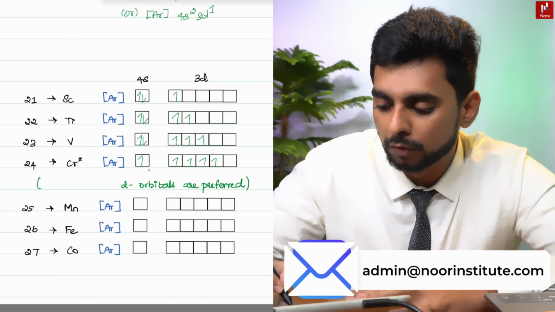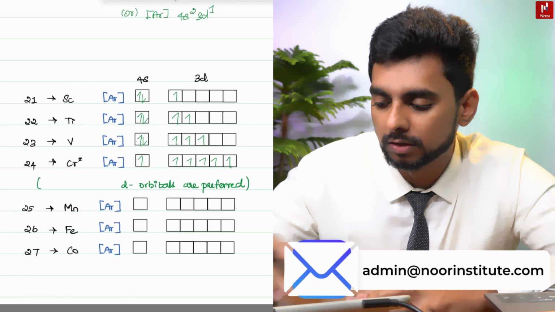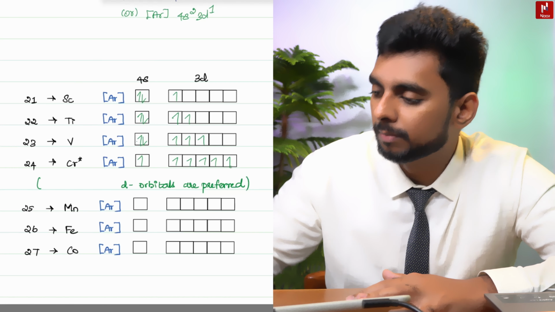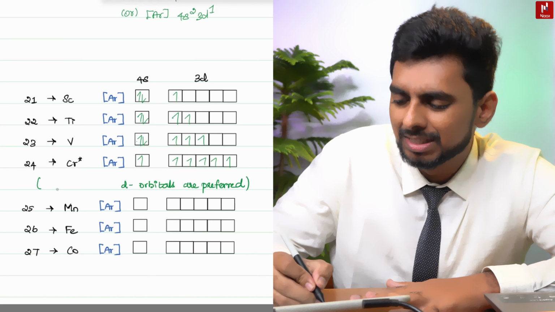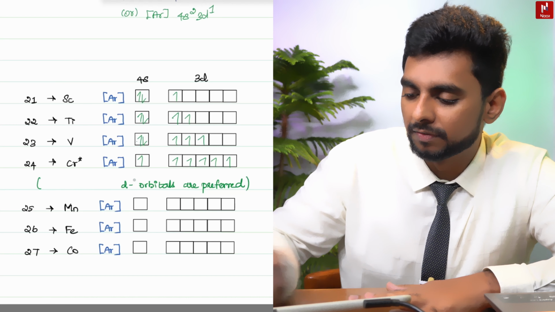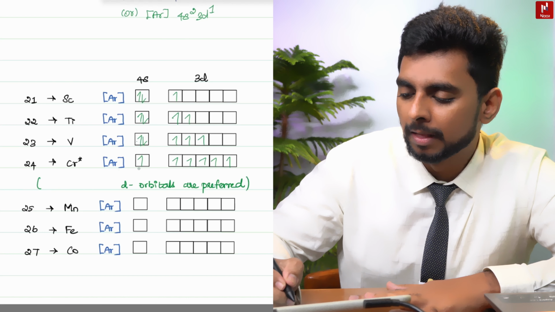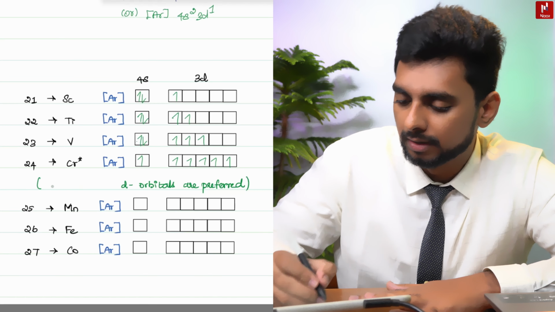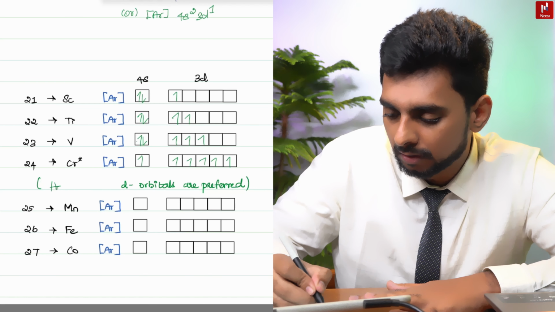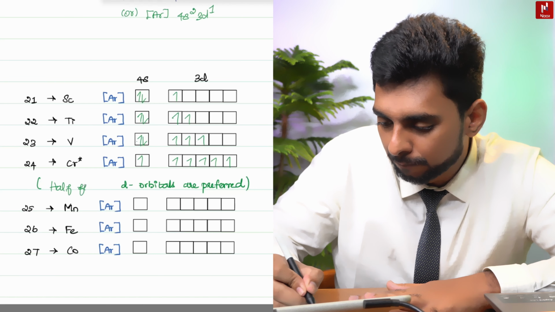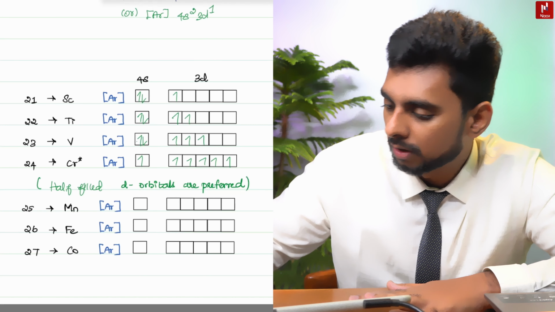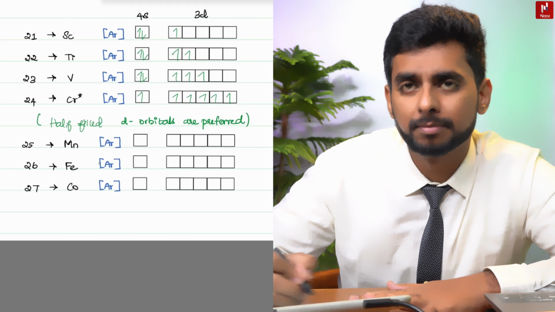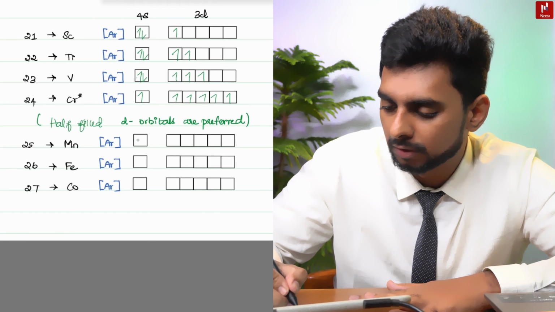So one electron from the 4s will jump to the 3d, and this is how it will get occupied. Therefore, here half filled d orbitals will be preferred. Got it? I'll tell you the reason why half filled d orbitals are preferred. Because of exchange energy and the symmetrical pattern, half filled is preferred, right? Half filled d orbitals are preferred. Then you have manganese. Got it? Then for manganese, same way.